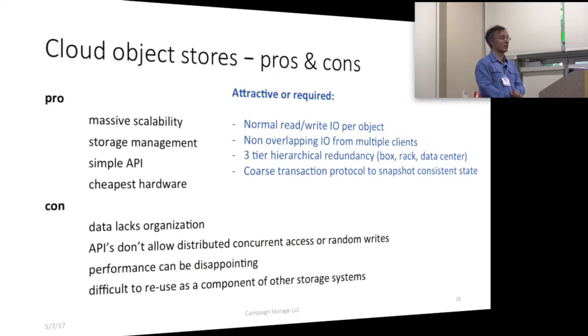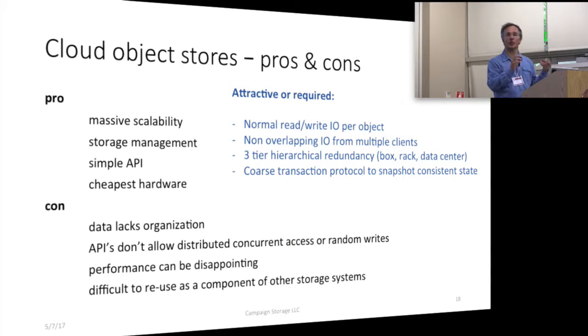It lacks data organization. There is no namespace, and these buckets tend to get very large. I know that people find that difficult. They need databases or namespaces to organize the data. The APIs don't allow for any concurrent access, not from one application, not from multiple nodes, and this is a problem for distributed applications if they can't work in a process-per-file, file-per-process model.